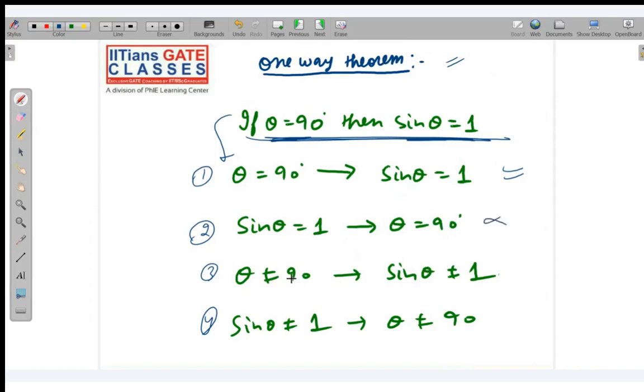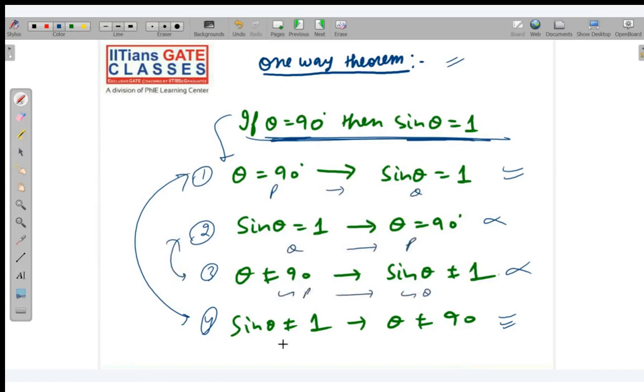If theta is not equal to 90 degrees, then sin theta is not equal to 1. No. Theta can be 5 pi by 2, and in that scenario sin theta will be 1. So this statement is also false. What is this? Sin theta is not equal to 1 implies theta is not equal to 90 degrees. Yeah, this statement is 100% true. Why? Because this is the contrapositive of the first. When sin theta is not equal to 1, obviously theta is not equal to 90 degrees. Yes, so I think you have got it. So this and this are equal, and this and this are equal. If I say it like this: P implies Q, this is P implies Q, and this is Q implies P, and this is not P implies not Q, and this is not Q implies not P.